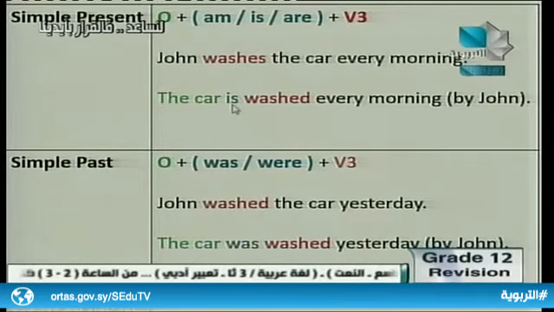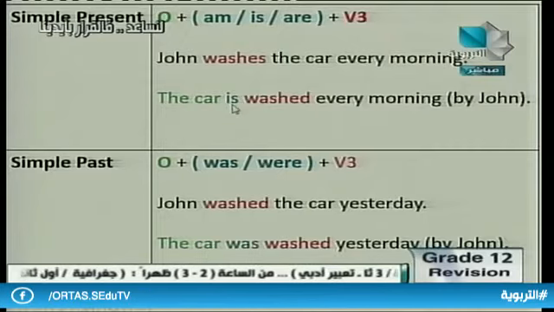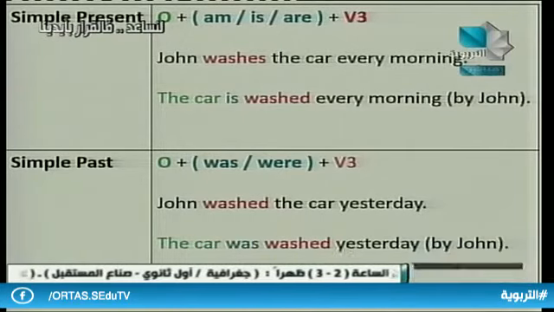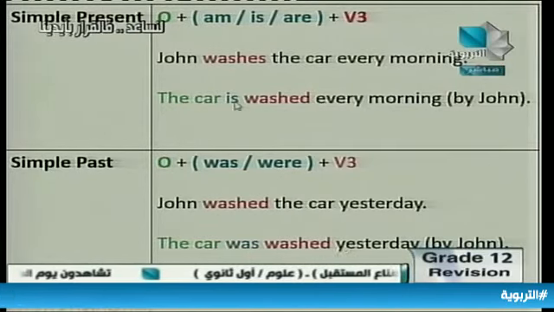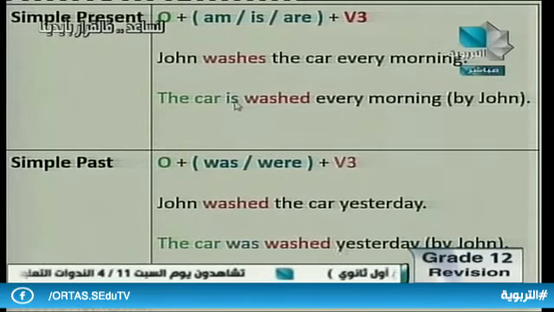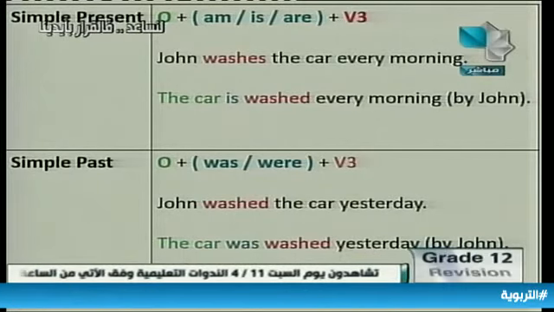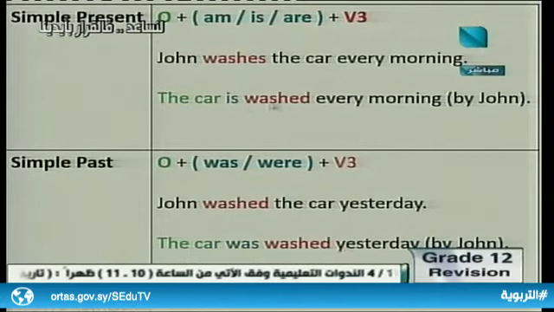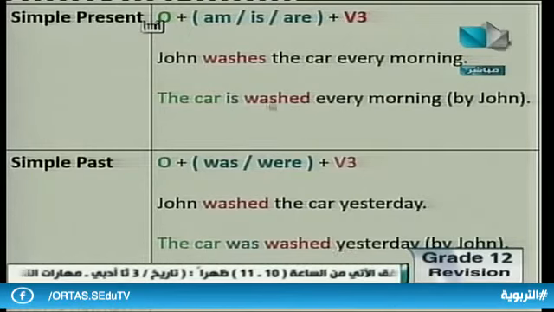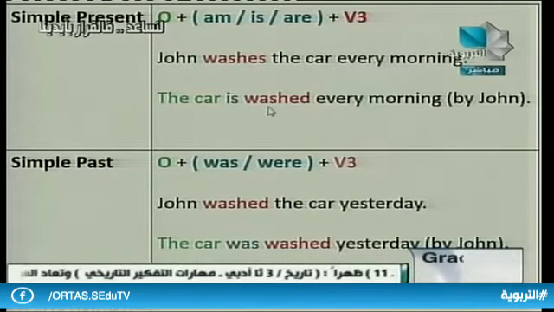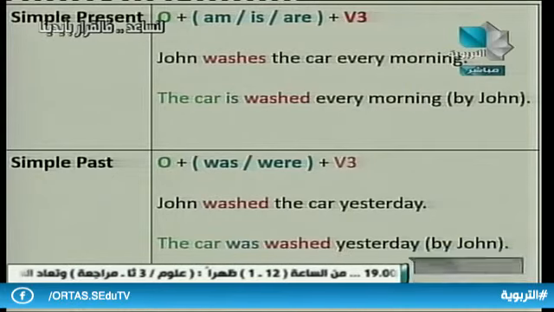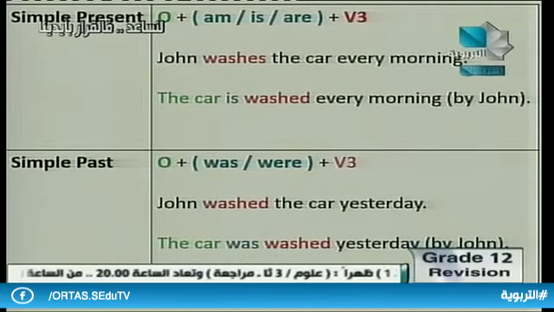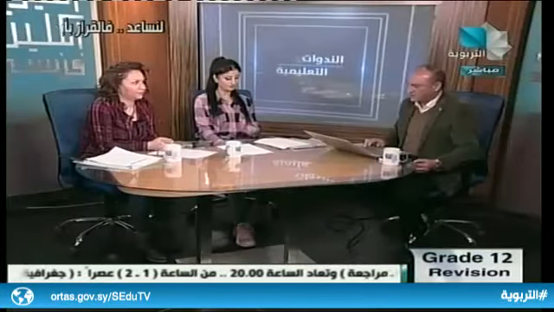You know that the verb to be in the present simple has 3 forms: am, is, are. Right, Ibrahim? So the car is singular. We use is because it is a singular verb used with it or the car. So the car is washed, the past participle, verb 3. This is step number 3. The car is washed every morning. Is it okay, Ibrahim? Okay. Thank you very much. Good luck.